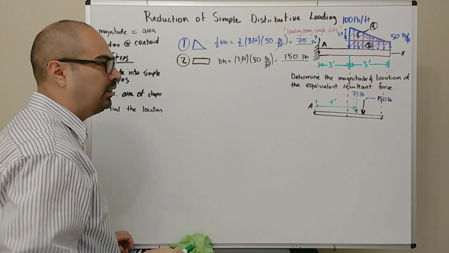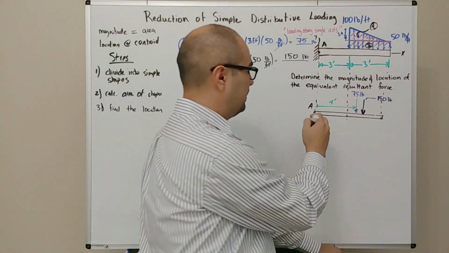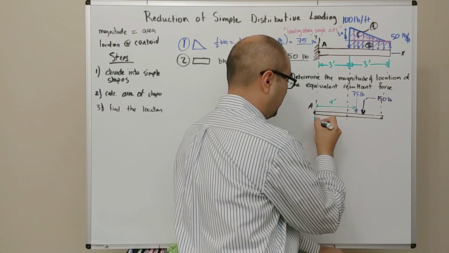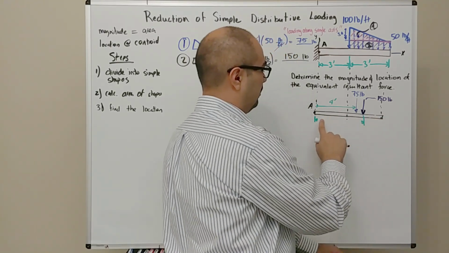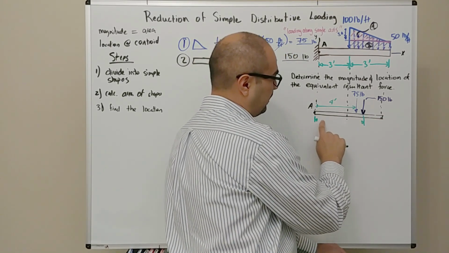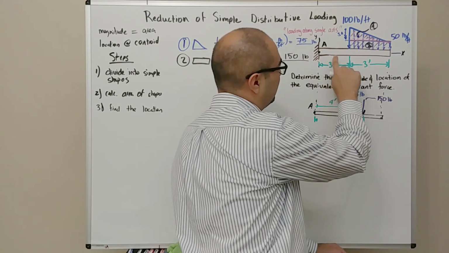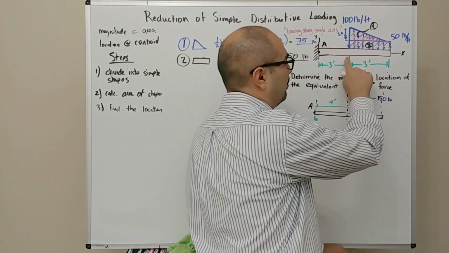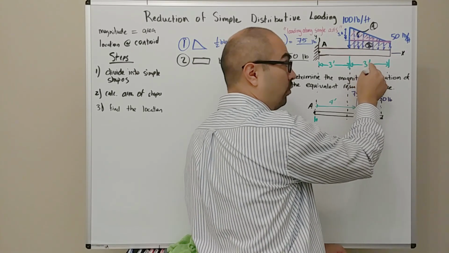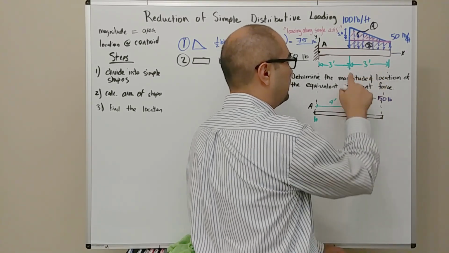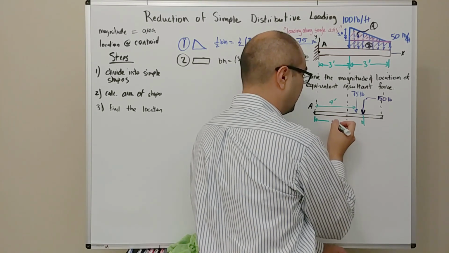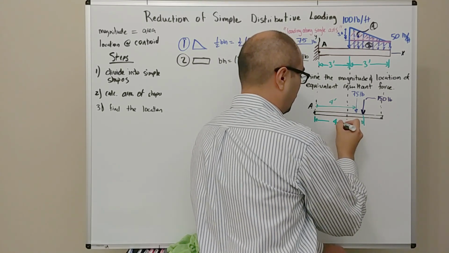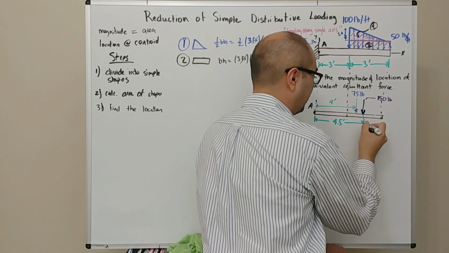Now let's go ahead and locate that point relative to point A. So I'm going to go here to this point. To go from A to this point, this is 3 plus half of 3, or 1.5, to get to the centroid. So 3 plus 1.5 is going to be 4.5 feet.